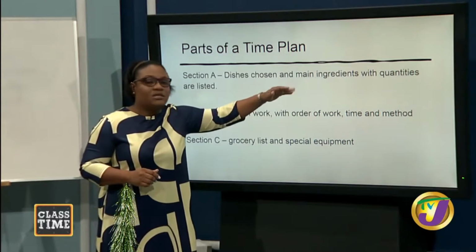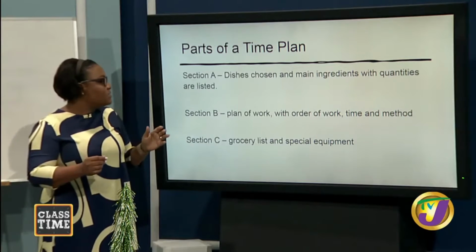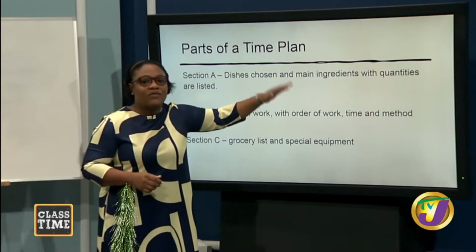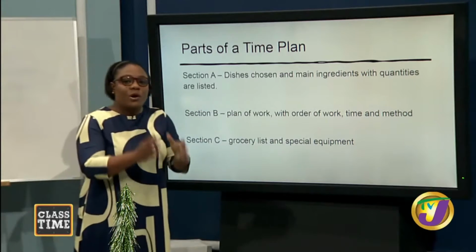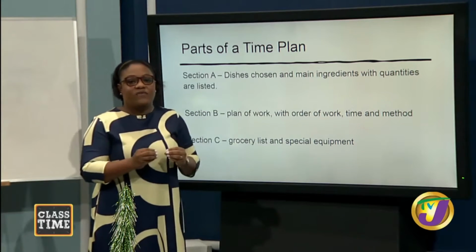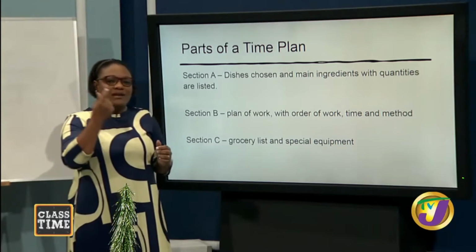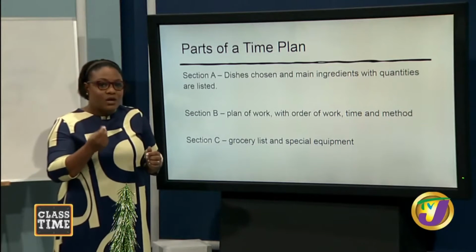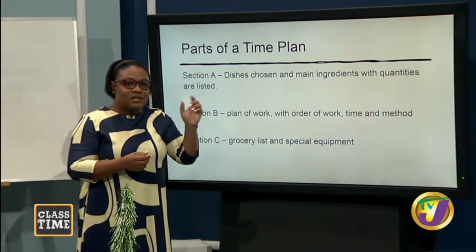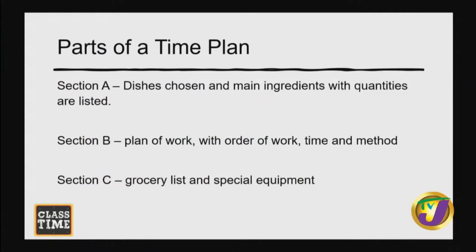Students tend to not see that word quantities. They just write some list of ingredients. It has to have the quantity. Remember, you are doing the time plan according to a task that is given. And you have to demonstrate understanding of the task. And understanding comes with accurate information. And accuracy must include quantity.